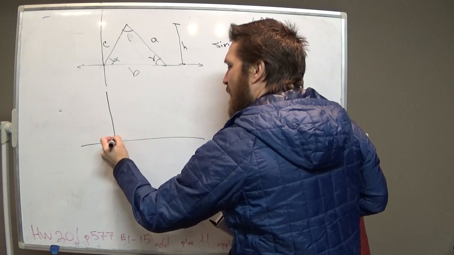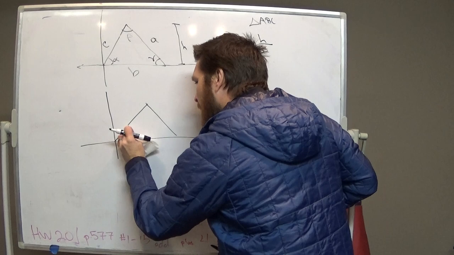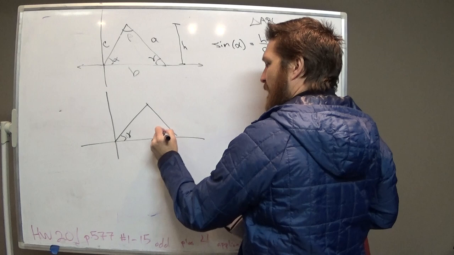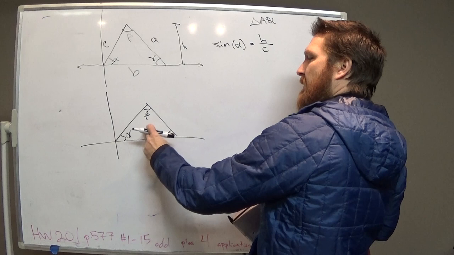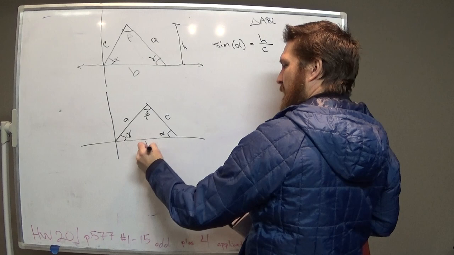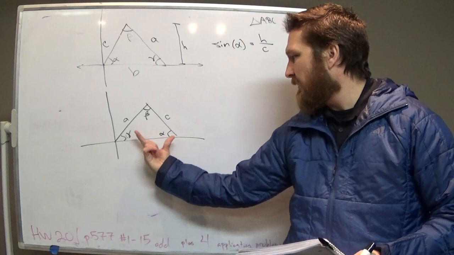Flip this around so that now gamma is there. I flipped this over so alpha is here. Beta is still up here. And so opposite from gamma is what? C. Opposite from alpha is? A. And opposite from beta is? B. Okay, so check this out now. I just took this triangle, flipped it over, and that's what we got. The C came over here, the A went over there, the B stayed in place but got reversed. Those guys flipped. That's all I did.